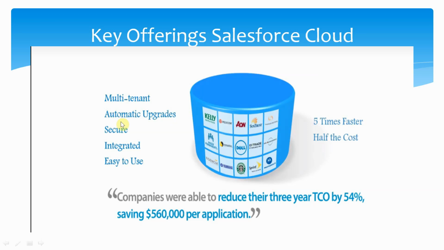And then there are automatic upgrades. You're not asked to pay for any upgrade. It's secure, it's integrated, and it is easy to use. Okay, so it's as secure as your on-premise. It's five times faster and half the cost. These are some of the other statistics that were calculated. These are some of the companies which have gone into this, like Dell and Starbucks. All these companies have gone into this, right? So it reduces their TCO by 54%.